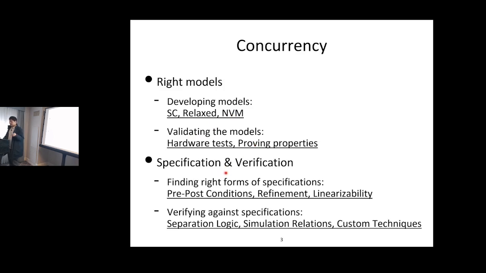For specifications, we can give a specification as pre and post conditions, and then as a verification technique, use separation logic, for example. Or we can give a specification as an abstract program, with refinement between the concrete implementation and the abstract program, and the proof technique is simulation relations. Or maybe an early version is linearizability. That's a form of specification. And to prove linearizability, there are several custom techniques, and simulation and separation logic can also be used. So that's the general concurrency viewpoint.